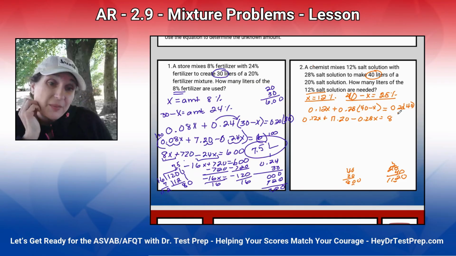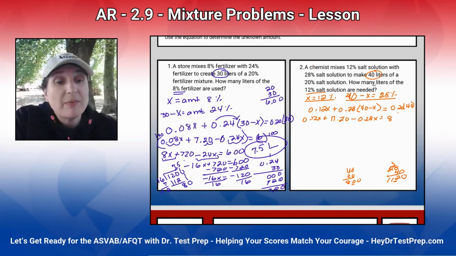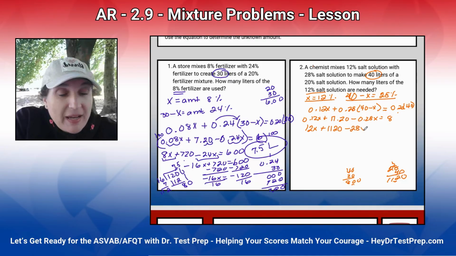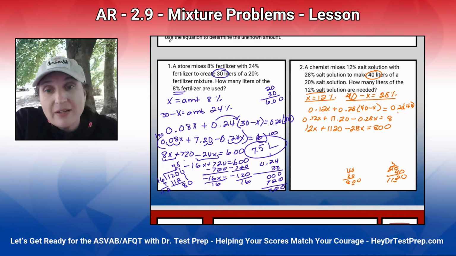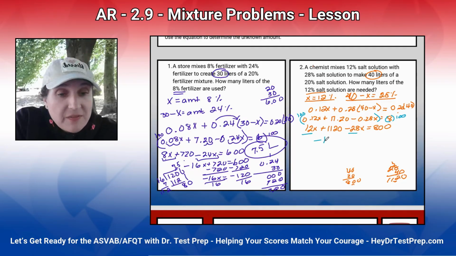Okay. So now that we have that, let me just make sure from my notes I'm doing it right. Yeah. So now we're going to multiply everything. Actually, let's multiply everything by the 100. So we've got 12x here plus 1120 minus 28x equals 800. And again, what I did here is I multiplied by 100 so that I no longer had to have my decimals. Combine like terms. This gives me negative 16x plus 1120 equals 800.